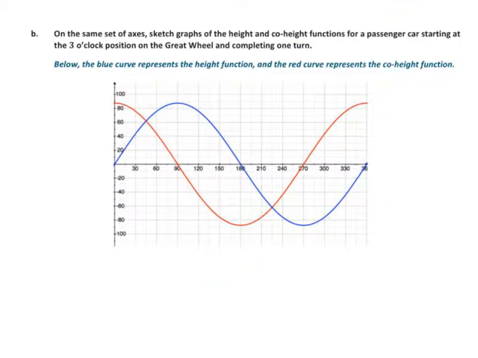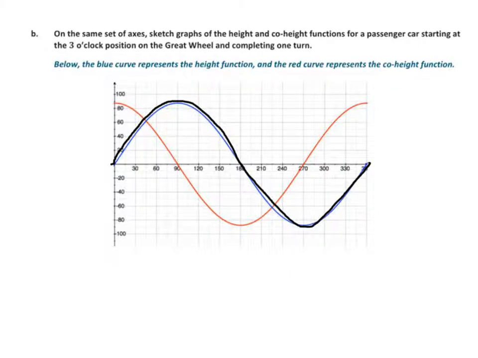For part B of that problem, on the same set of axes, sketch graphs of the height and co-height functions for a passenger car starting at the 3 o'clock position on the Great Wheel and completing one turn. Okay, so the blue curve represents the height function. That is the distance from the x-axis up to the passenger car, and you can see that it starts at 0 and makes its way up to 87.5. And then it's coming down the other side, and it's even again at the 180 position, and then down at the bottom at 270, and then back up for one complete turn at 360.